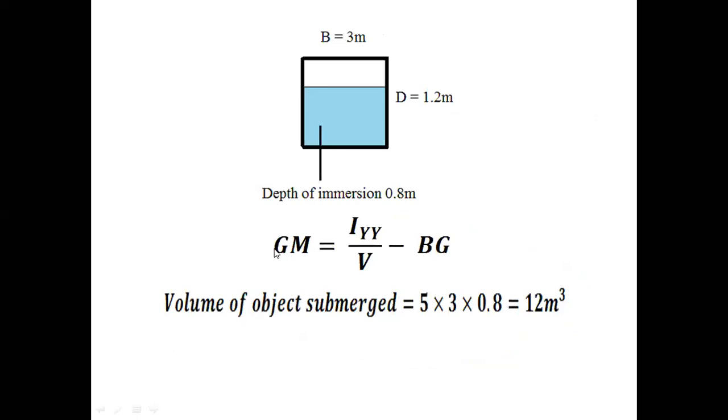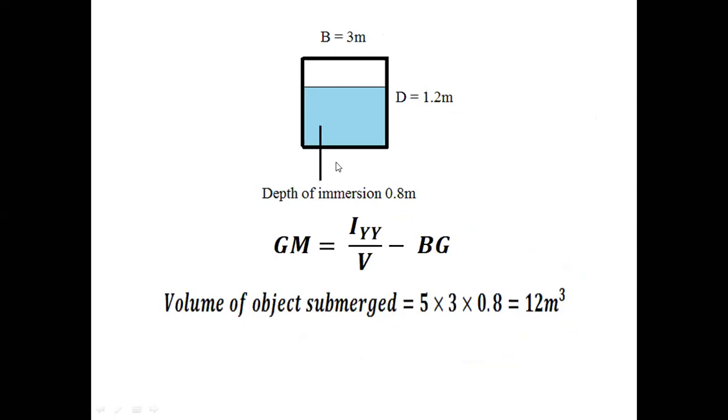As I said, the metacentric height formula is given by Iyy divided by V minus Bg, where Iyy is the moment of inertia with respect to y-axis, V is the volume of object submerged, and Bg is the difference between the center of gravity and center of buoyancy. We have taken a 2D object, the depth and the width of the object we have considered, where the width is 3 meter and the depth is 1.2 meter.